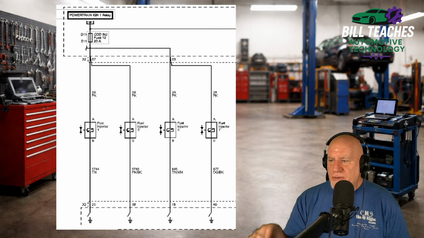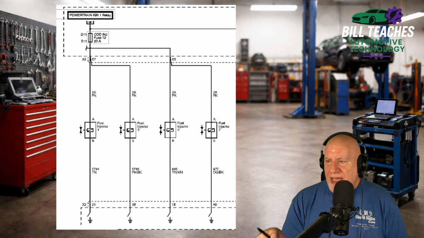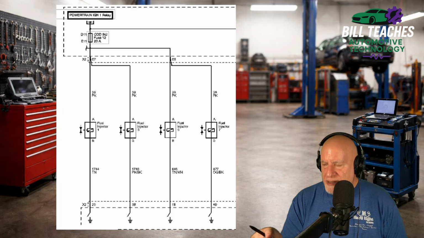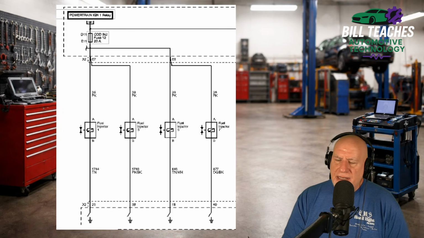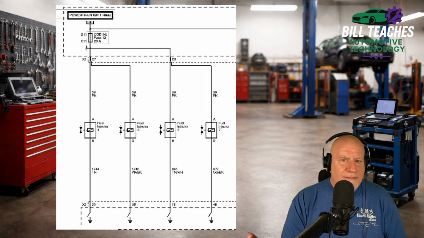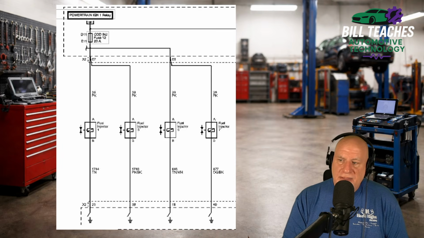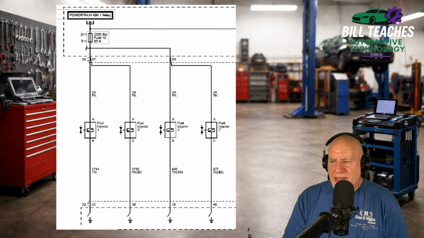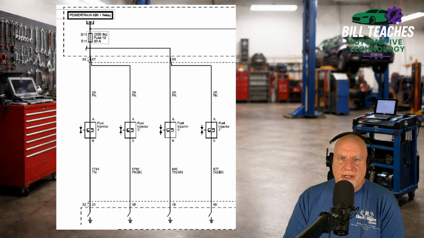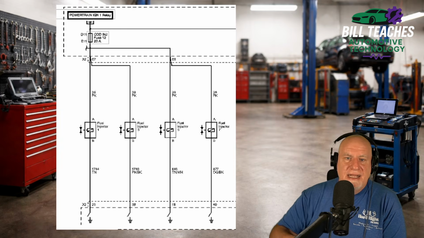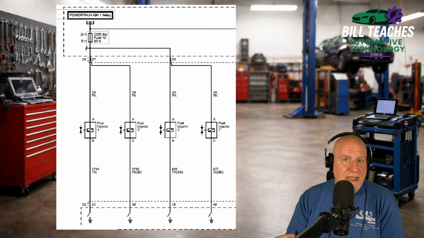We've talked about shorts to ground. And now let's talk about open circuits. Open circuits are pretty common as well, and it could be any number of things. It could be a terminal that someone jammed a test light in, spreading that terminal open where it's not making contact. That happens a lot.